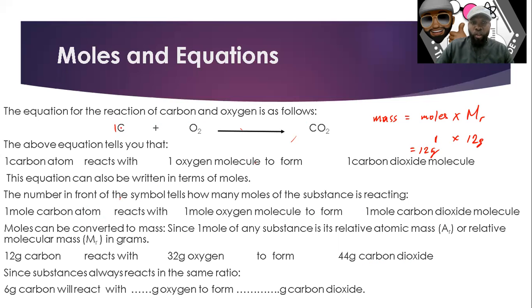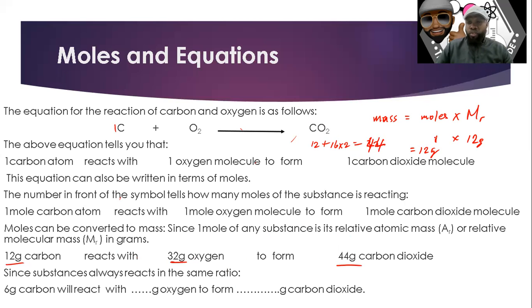Okay, so 1 mole of carbon is 12 grams of carbon. It's its relative atomic mass in grams. 1 mole of oxygen molecule is 32 grams of oxygen molecule. And 1 mole of carbon dioxide molecule is 44 grams. Okay, and that is given by 12 for carbon plus 16 times 2 for oxygen. That gives us 32. So that's how we got to 44. Okay, so that's how we got to these masses.